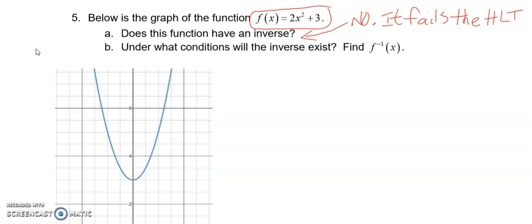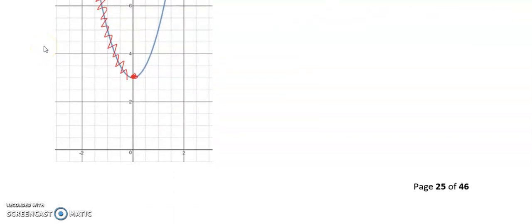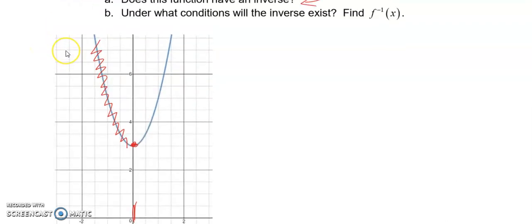This function right here, here's the vertex right at the bottom. If I were to throw away, say, the left-hand side of that, in other words, not use those x values, and if I come down, clearly you can see the x value right there is 0. So if I were to throw away the left side of that graph, then it would pass the horizontal line test. And that's called, and this is the answer to part B, restricting the domain.